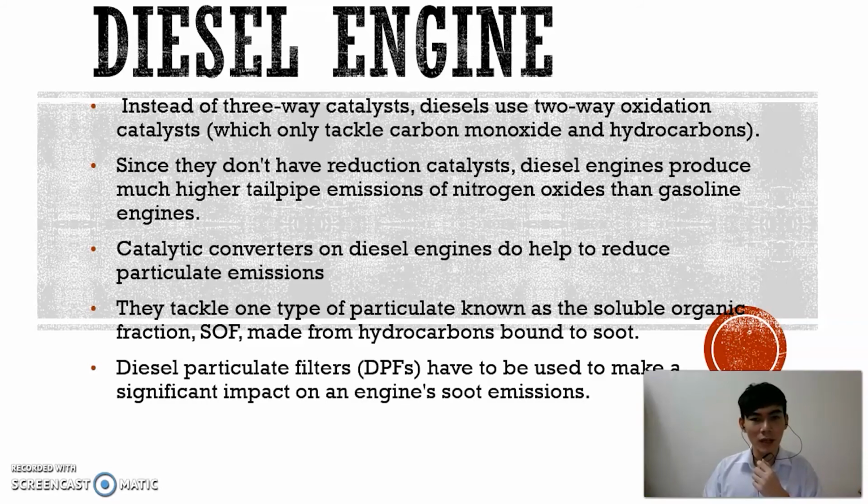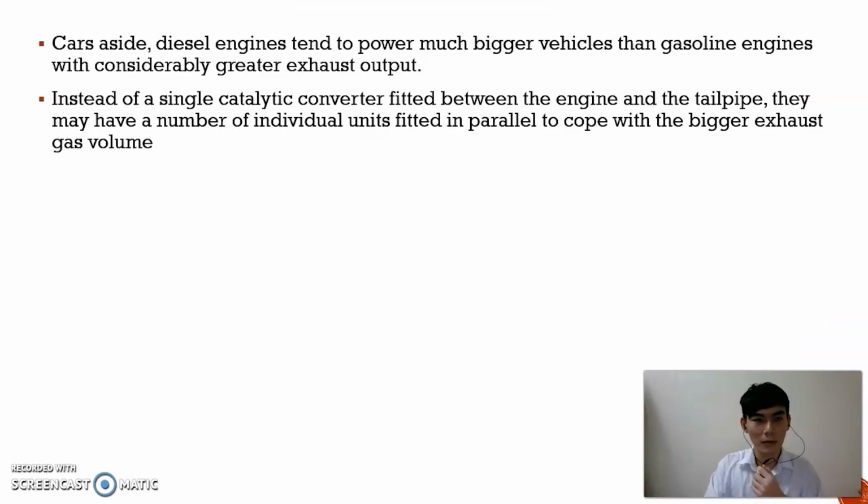So instead of a three-way catalyst, diesels use a two-way oxidation catalyst, which only tackles carbon monoxide and hydrocarbons. Since they don't have a reduction catalyst, diesel engines produce much higher tailpipe emissions of nitrogen oxides than gasoline engines. Catalytic converters on diesel engines do help to reduce particulate emissions. They tackle one type of particulate known as the soluble organic fraction (SOF), made from hydrocarbons bound to soot. Diesel particulate filters have to be used to make a significant impact on an engine's soot emissions.